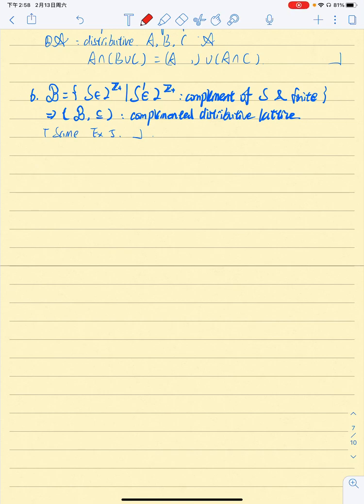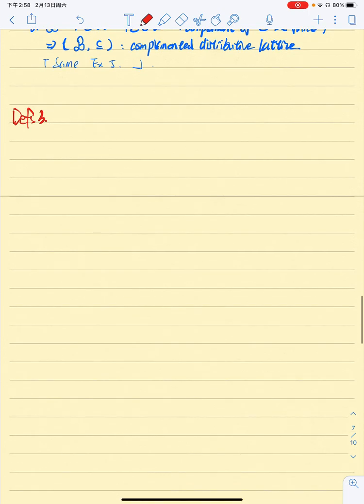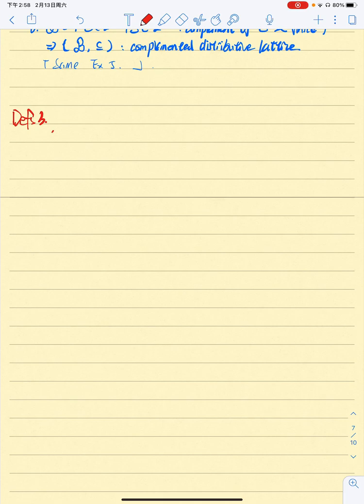In this section, we will study Boolean ring and algebra. Okay, first, let us define Boolean ring. We call S a Boolean ring if S is a ring and every element in S is an idempotent.